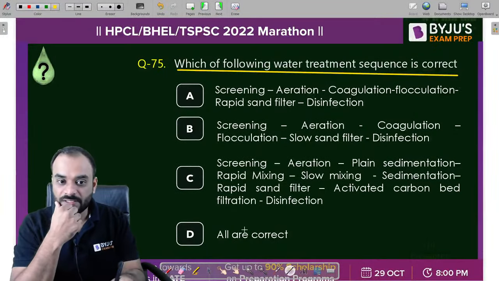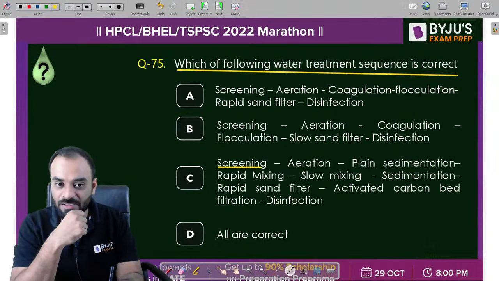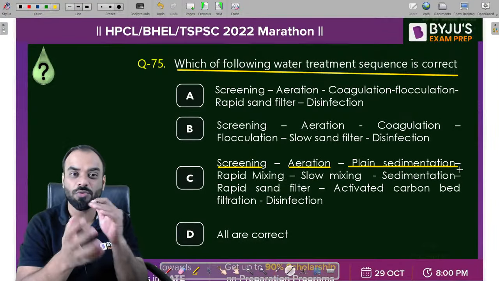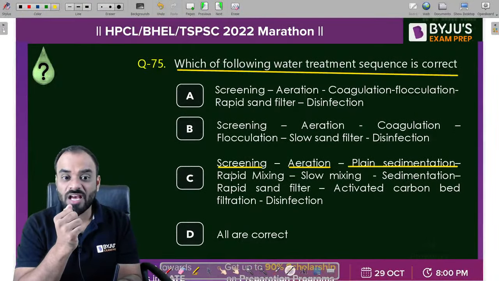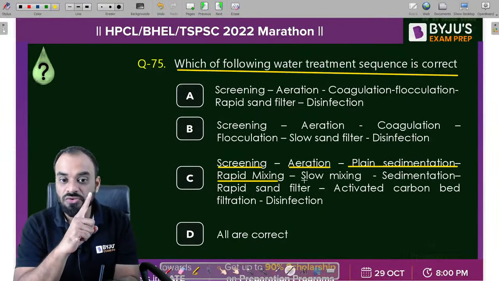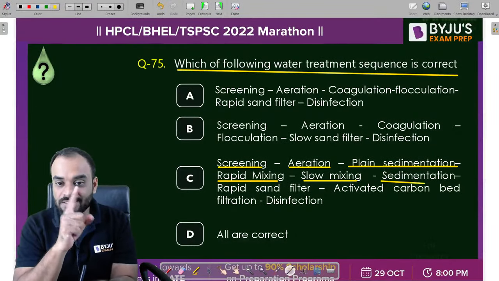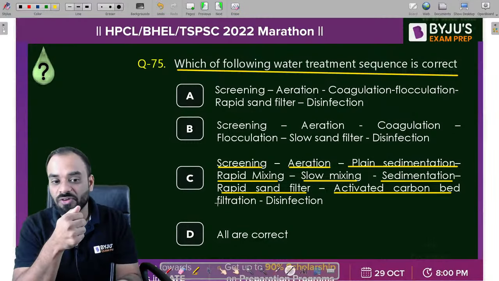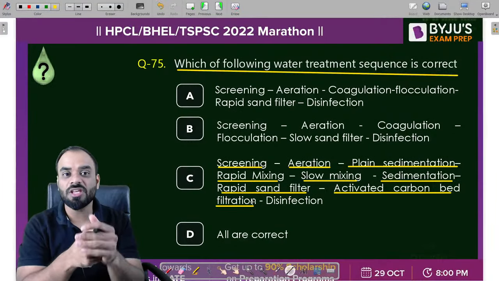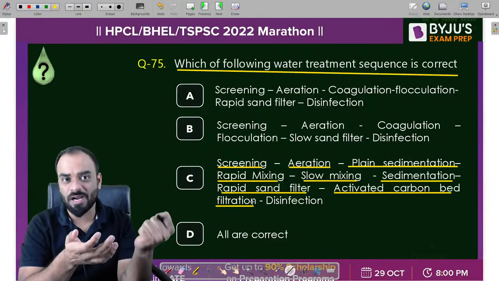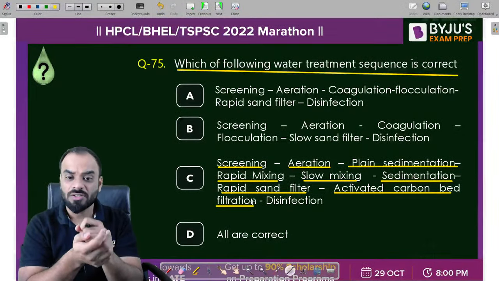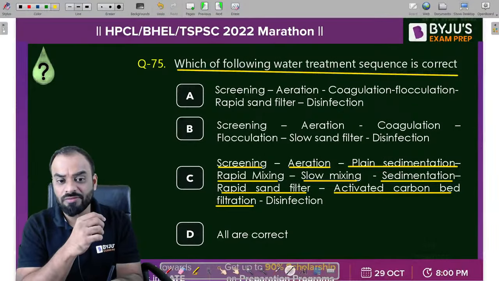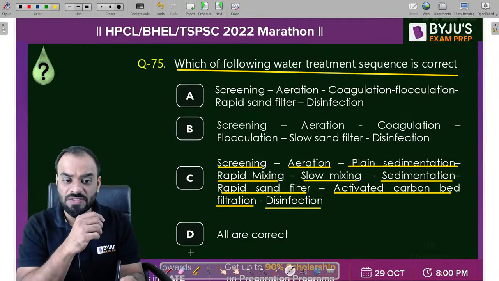C. Screening. Okay, let's read it. Screening, then we have aeration. Then we will do the plain sedimentation so that we will remove the coarser impurity. Then we have rapid mixing, which is known as coagulation. Slow mixing, flocculation. Then sedimentation. Then rapid sand filter. And then we have activated carbon bed filter, which is trying to remove the carcinogenic type of matter, which can cause cancer. So we need to use it so that we can remove such type of matter also. Then we have the disinfection part. Okay, so this is the correct one.